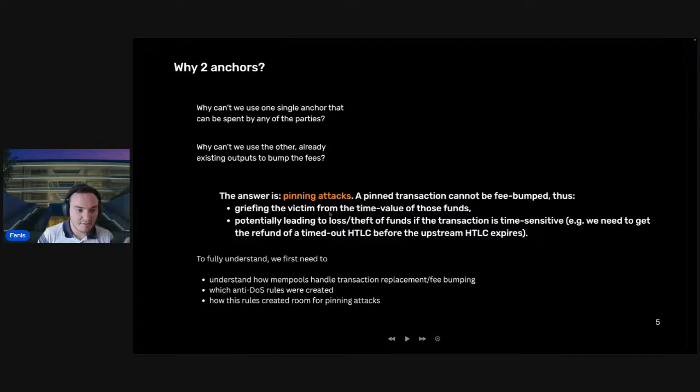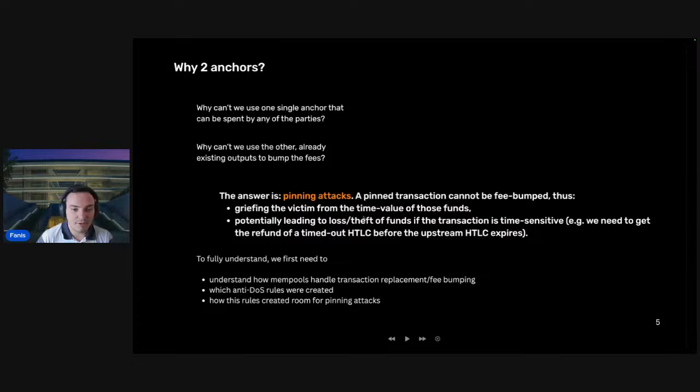And so what does the word pinning in this context mean? So a pinned transaction means that it cannot be fee bumped. So basically, you cannot increase the fee of this transaction anymore. And this can have some bad consequences.